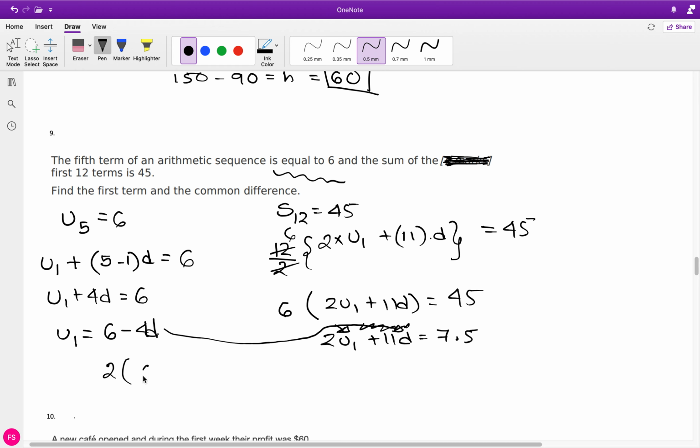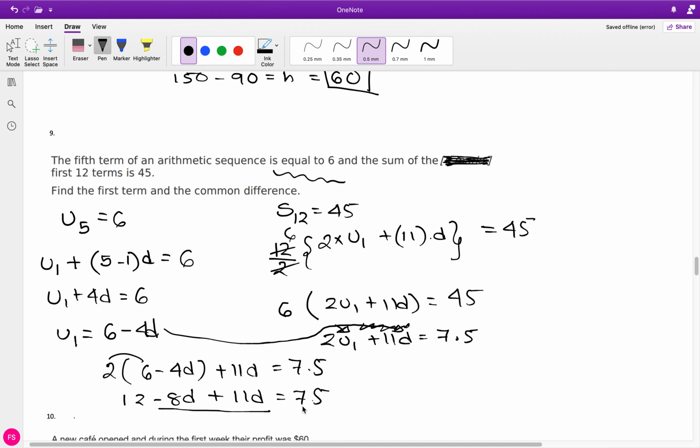So for 2u1, I can write 6 minus 4d, plus 11d equals 7.5. Let me open this first. So 2 times 6 is 12, minus 4 times 2 is 8d, plus 11d equals 7.5. I will move all the numbers to the other side. I will just keep this and move this 12 to that side. Then I will have 11 minus 8 is 3. So I will write 3d equals 7.5 minus 12. 7.5 minus 12 will give you negative 4.5.